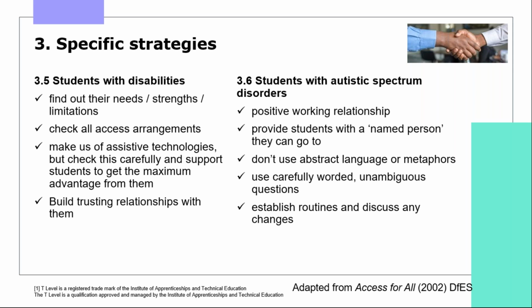And I know the first time I said that when I had an autistic student in my group, it was the last time I also said it as well, because the session just went to pot when I said that. So being aware of metaphors and being very unambiguous and establishing those routines and preparing them for any changes in advance. Janet, anything you want to add to those points for us, please?